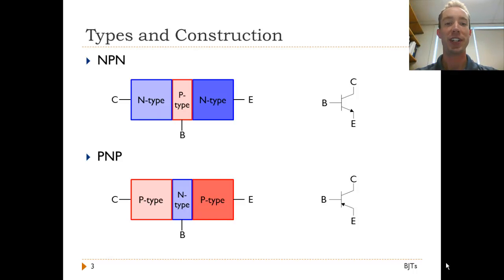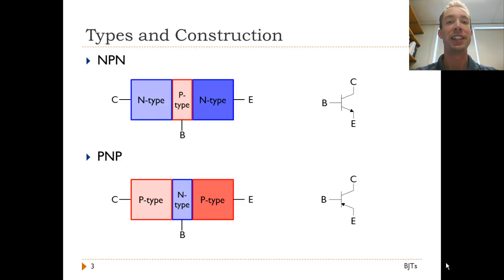There are two types of BJTs, NPN, which we already mentioned, and PNP. The letters indicate the layering of P and N-type silicon within the device. In an NPN transistor, two regions of N-type silicon sandwich a single small region of P-type silicon, and conversely, in a PNP transistor, the opposite is the case. The middle layer is connected to the base and is very thin, much thinner than is shown here.